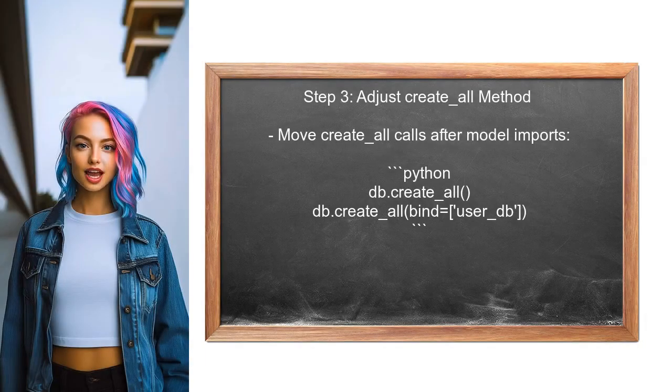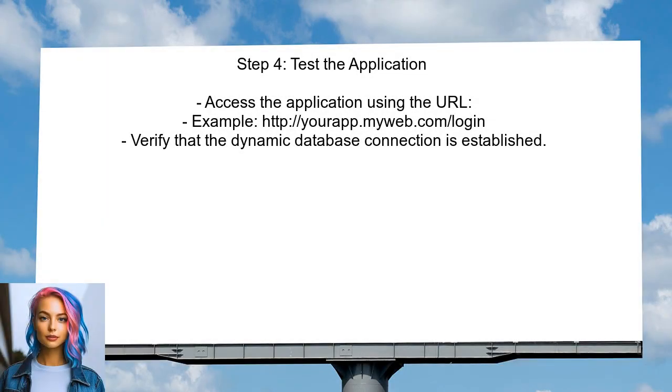Now, let's focus on the createAll method. The user should call this method after all models are defined and imported. This ensures that the database tables are created properly. Finally, the user should test the application to confirm that the dynamic database connection works as expected. They can do this by accessing the application through the specified URL.